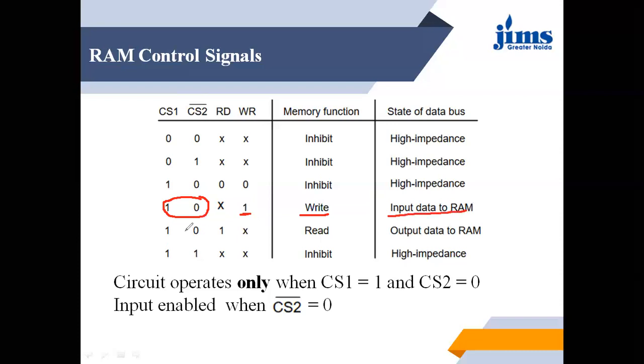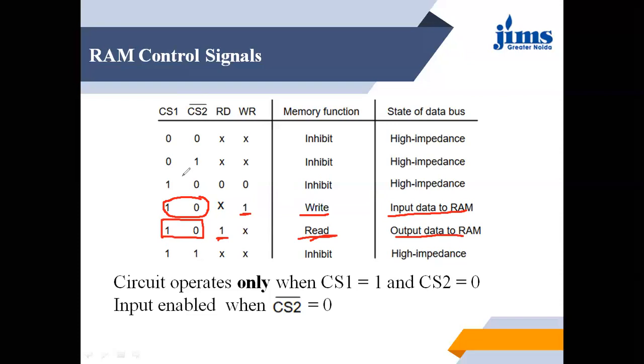And when CS1 and CS2 bar are 1 and 0, as well as the read signal is high, then data is going to be read from the memory. Out means read from the memory.